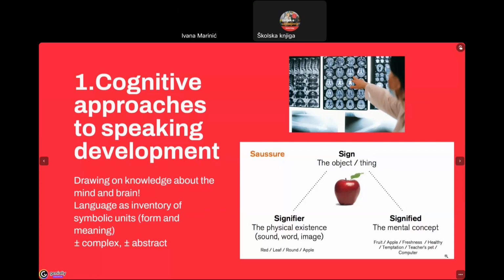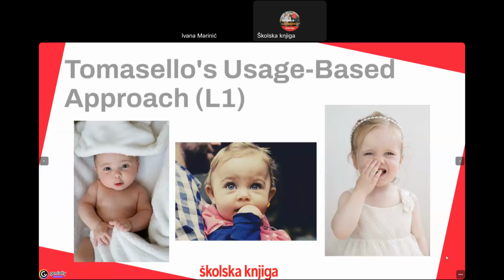Symbolic units can be very complex or less complex. They can be abstract or less abstract. Anyways, there is a mental image of something, and then language is added to this mental image as some kind of signifier, something we use to signify something that we have in our heads.